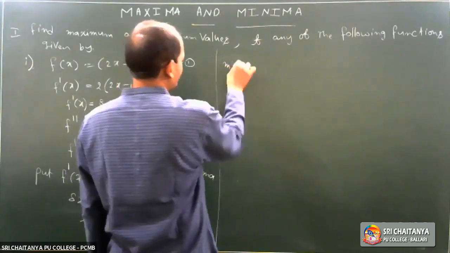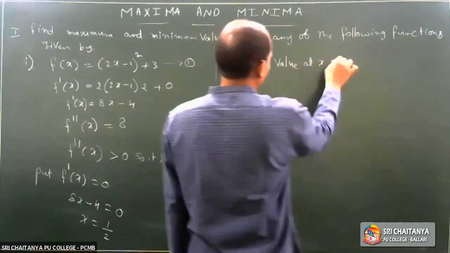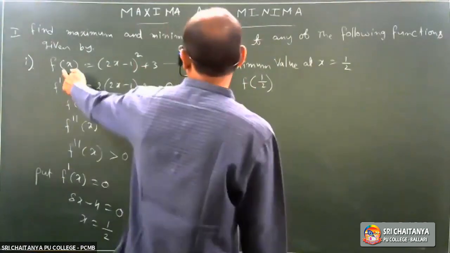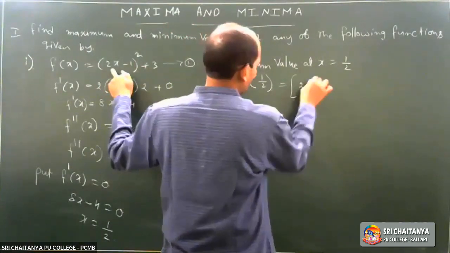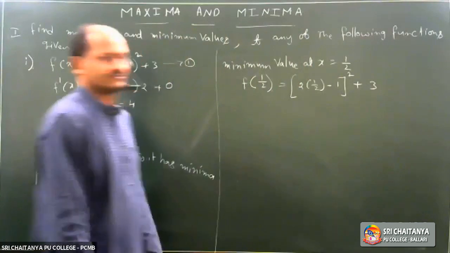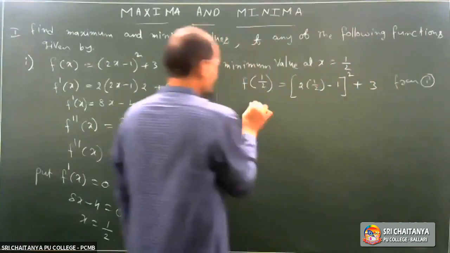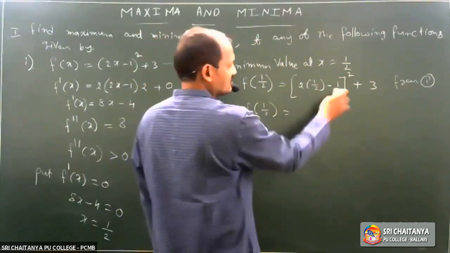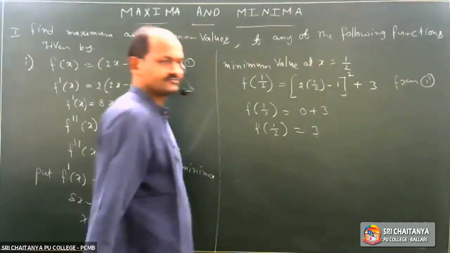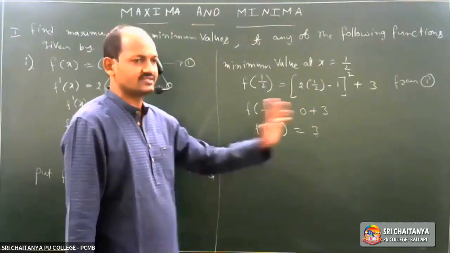So the minimum value at x equal to 1 by 2. So f of 1 by 2 is 2 into 1 by 2 minus 1 whole square plus 3. It is from equation 1. So f of 1 by 2 is 1 minus 1, 0, plus 3. F of 1 by 2 is equal to 3. So the function has a minimum value at x equal to 1 by 2, which is 3.